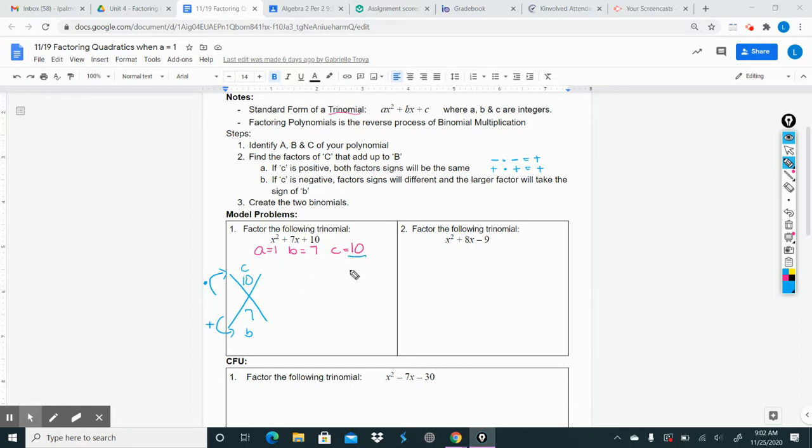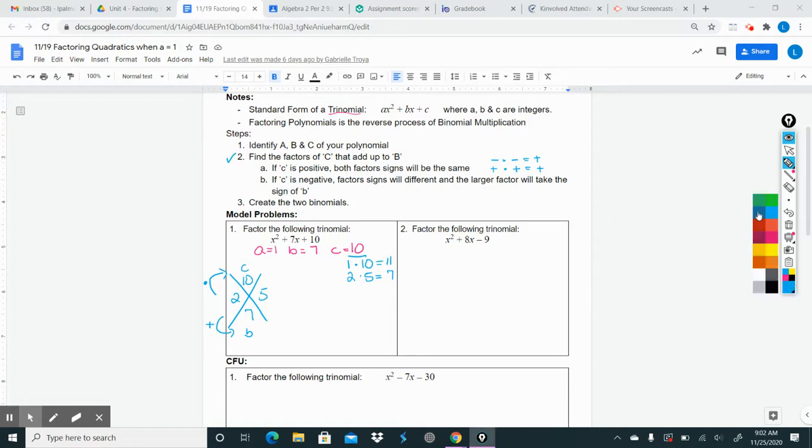So now my factors of 10 always start off with 1. 1 times what number? 1 times 10. And then go on with 2, 3, 4, and keep on going until you run out of factors. So 2 times 5 is 10, and that's it, because the numbers in between 2 and 5 are 3 and 4, and they do not go into 10. Now, since b is positive, both of my signs are going to be positive, and which one adds up to equal 7? 1 and 10 add up to 11. 2 and 5 add up to 7, so 2 and 5 are my factors that multiply to give you 10, 2 times 5 is 10, and add up to give you 7, 2 plus 5 is 7. So step number 2 is done.